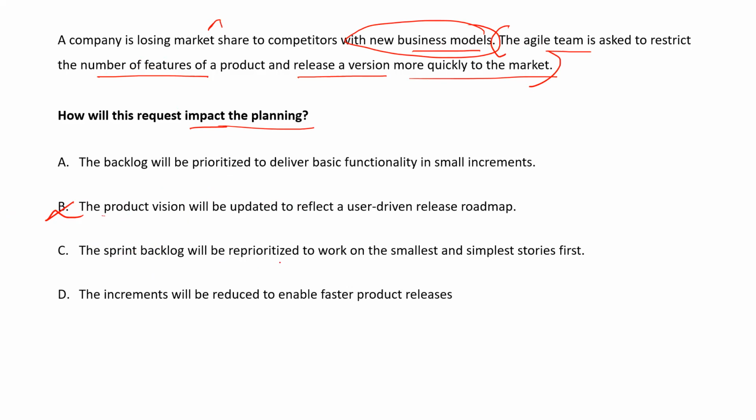The sprint backlog will be reprioritized to work on the smallest and simple stories first. It doesn't say that the smallest and simple. They are saying restrict the number of features. Does it say the smallest and simplest? No. Gone. Similarly, the increment will be reduced to enable faster product releases. Now we have a tie between A and D.